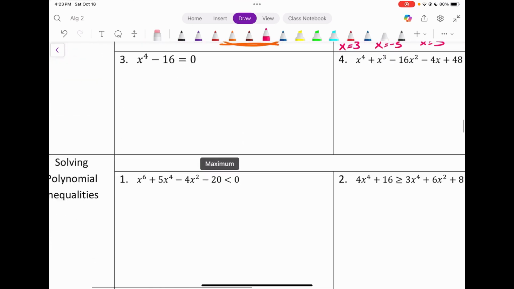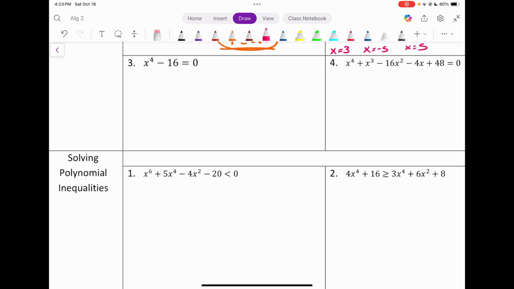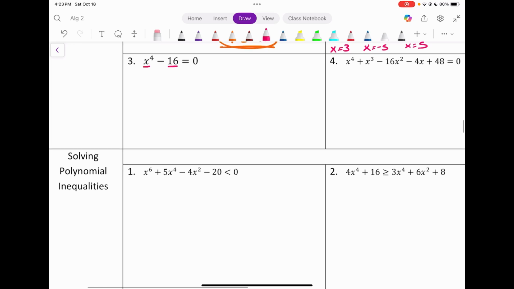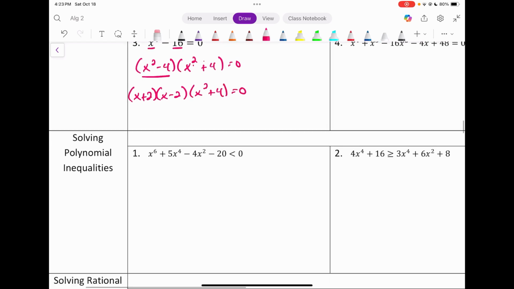Next up, this is an obvious difference of squares. So we're going to factor into x squared minus 4 and x squared plus 4. This is difference of squares again. We're going to factor it into conjugates, x plus 2 and x minus 2. The x squared plus 4 will not factor. It's not difference of squares. So that's as far as we can get it to factor.